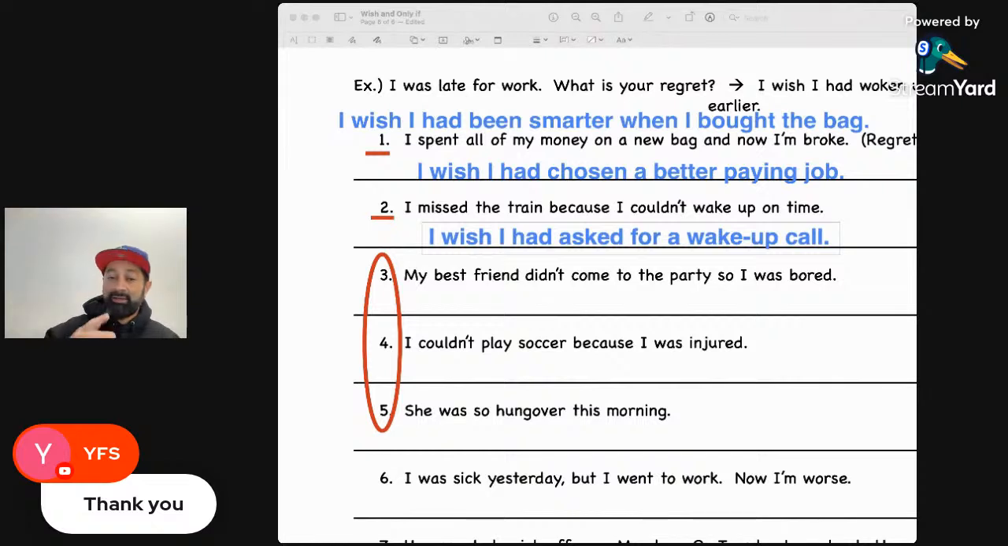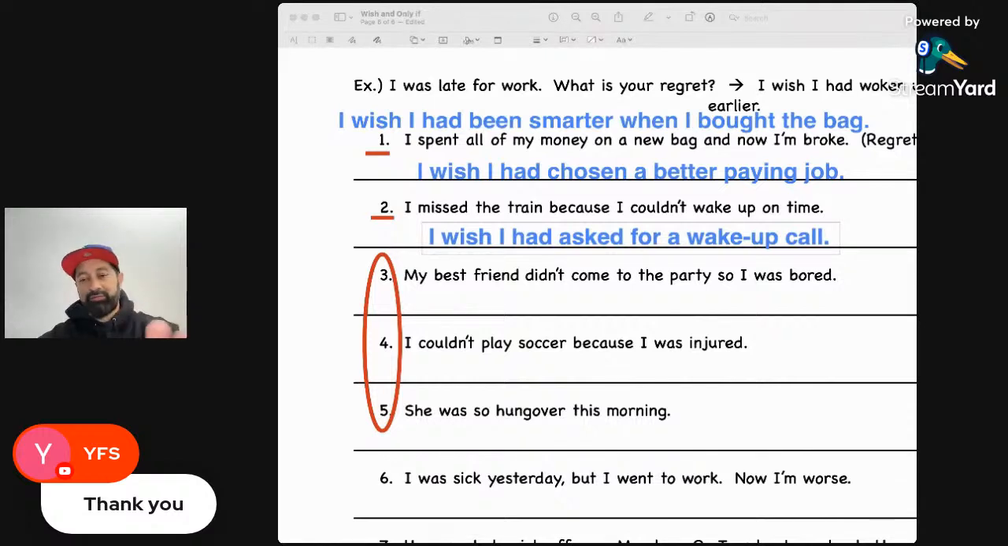I wish it would stop raining. I want the rain to stop. We also want something to be completely different from right now. I wish I were taller. Maybe you're short. You want to be taller, so I wish I were taller.